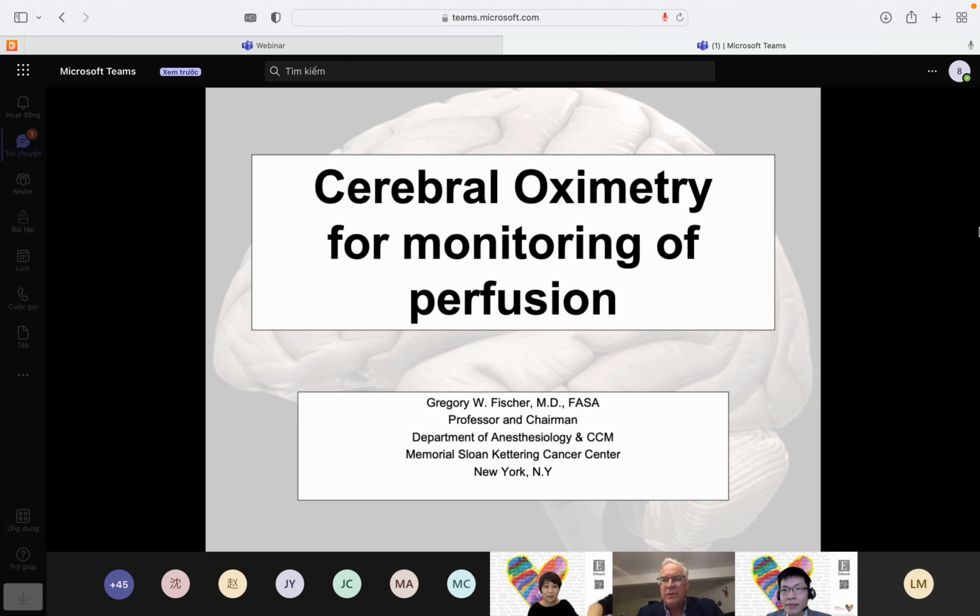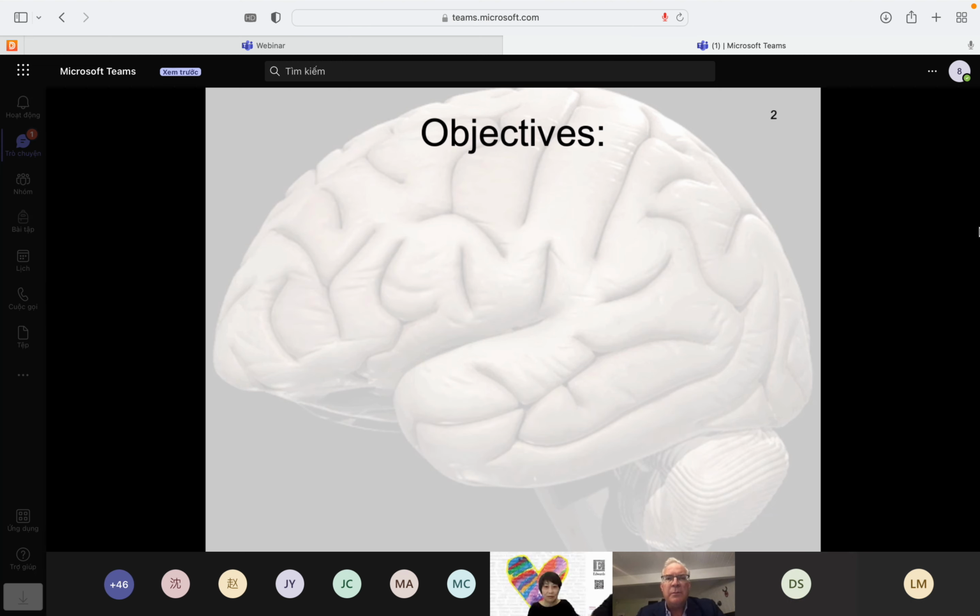All right, so, cerebral oximetry for monitoring of perfusion. What are my thoughts on this, and what can it be used for? The objectives of today's talk are to understand which factors influence cerebral blood flow and metabolism, understand the principles of how modern cerebral oximeters work, and most importantly, what their strengths and limitations are.